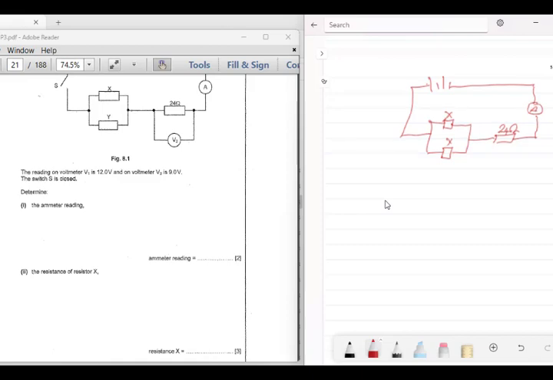What we know is we have 9 volts here. And it's actually 12 there. This is 12 volts, and this is 9 volts. So with this, the 9 is taken away from the 12. 12 minus 9 is 3 volts. We have 3 volts, right?